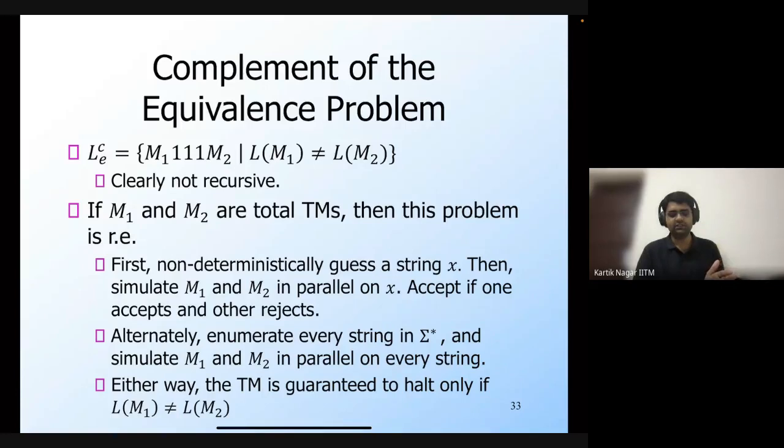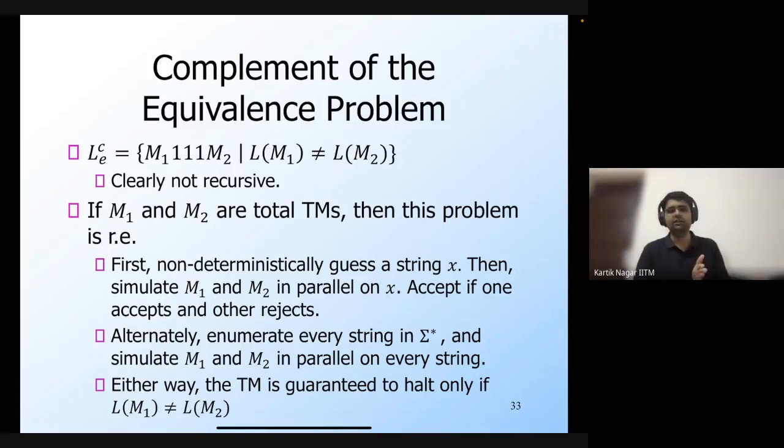You first come up with the string, and then you simulate M1 and M2 in parallel on that string, and if both of them accept, or both of them reject, then you come up with the next string in the enumeration order, and again repeat the same process again and again. So eventually, if language of M1 is not equal to language of M2, then you will find a string which is present in one but not in the other.